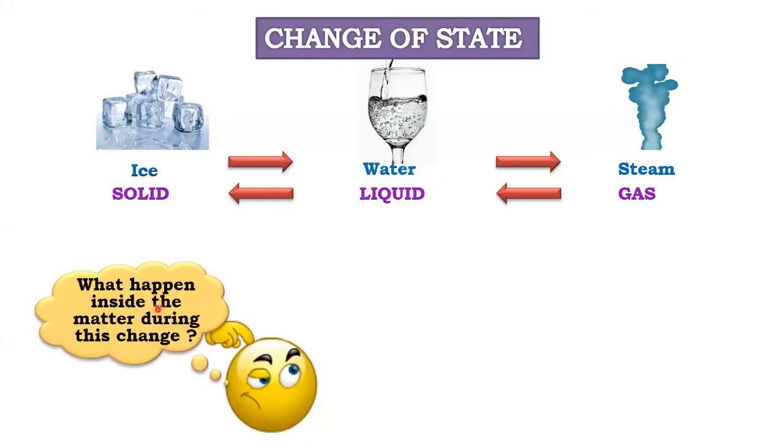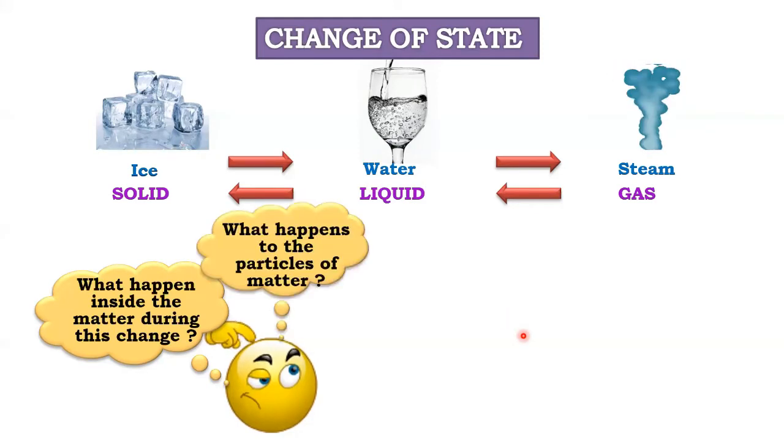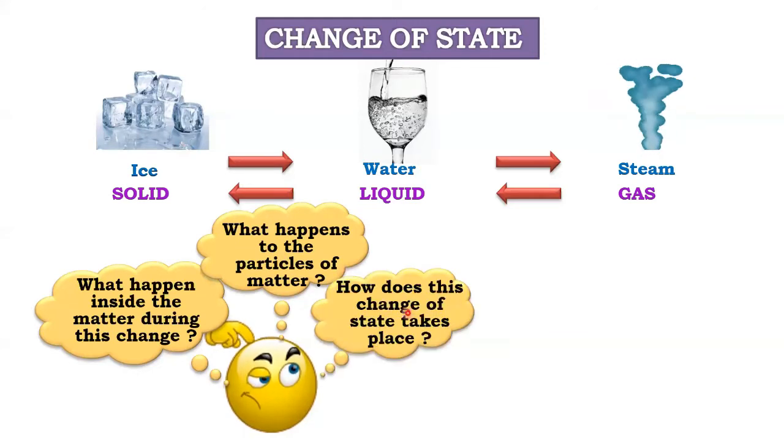What happens inside the matter during this change? The question over here is why does the state of matter change, and what is the factor which is responsible for doing that? So what happens to the particles of the matter? That's another question. And how does this change of state take place? ये होता कैसे है, right? So these are the questions that we are going to answer in this lecture.